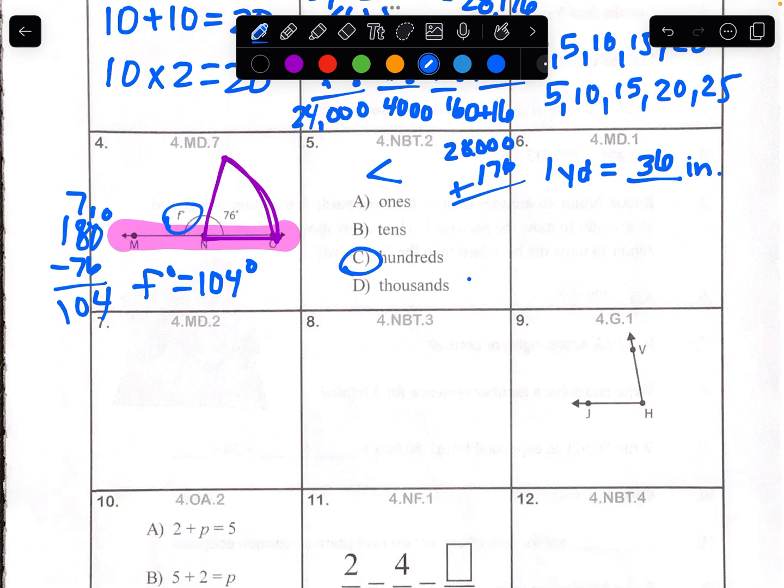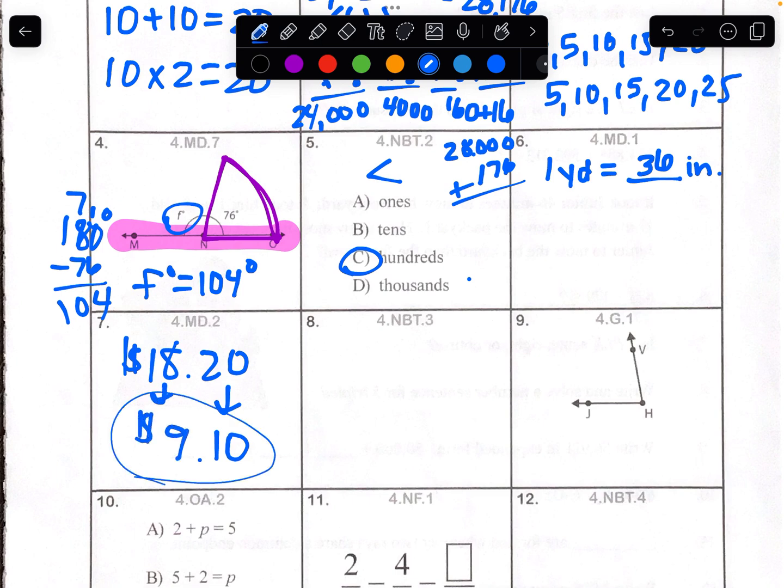All right, number 7, Lee's grandmother gave him $18.20 to split evenly with his sister. How much money did each child get? Well, if they have to split it evenly with his sister, that's 2 people. So you need to think, what is half of $18.20? If you take half of 20, that gives you 10 cents. And if you take half of 18, that gives you 9. So each girl got $9.10.